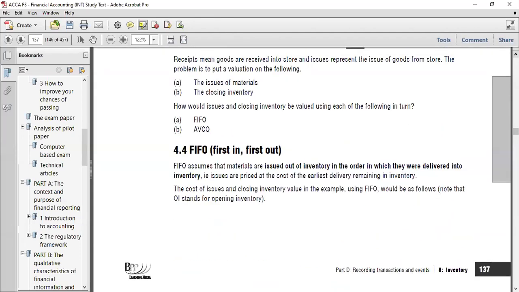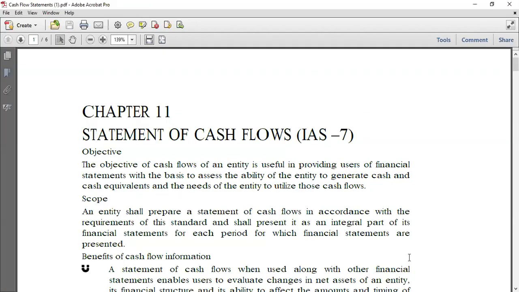Okay, one of the other things that I want us to look at is the cash flow statement. Now, cash flow statements are not directly on our syllabus, okay? But they can actually be set. And I think the last time they were set, was it 2017 also?